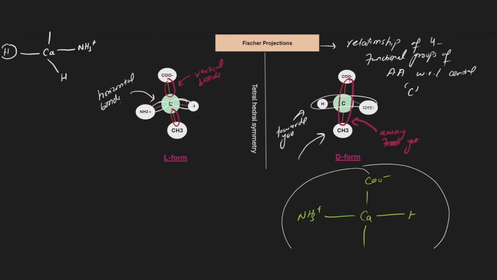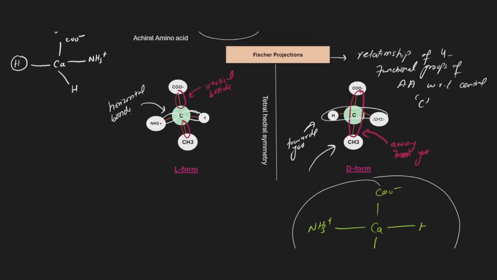So again, let me just show you here in the tetrahedral form. The amino group in the L form of the amino acids should be on the left side of the chiral center, and similarly the amino group in the D form should be on the right side of the chiral center. Okay, so I hope this is clear.